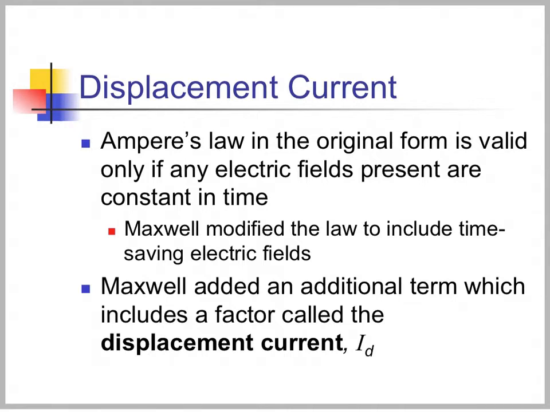So, when we first started talking about Ampere's law several chapters ago, that form that we used was valid only if any of the electric fields that were present were constant in time. And Maxwell modified the law to include time-varying electric fields. Maxwell added an additional term which includes a factor called displacement current.